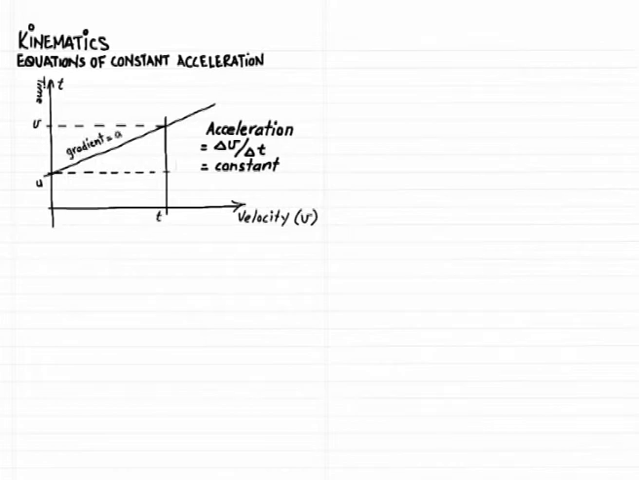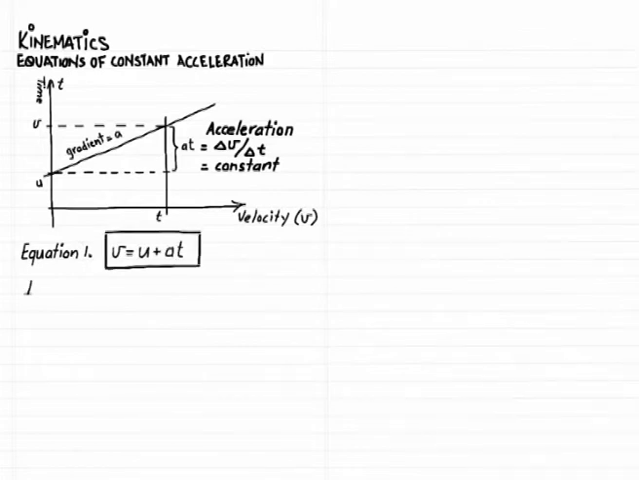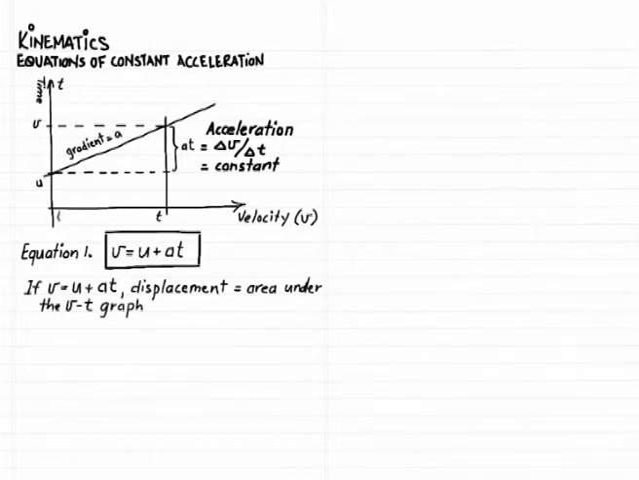Examination of the diagram will quickly show us that the velocity at any time t is given by u, the initial velocity, plus the acceleration times time. Secondly, we wanted to look at the displacement, and the displacement of course is the area under the VT graph. So to calculate that area, we can integrate equation 1 with respect to time.